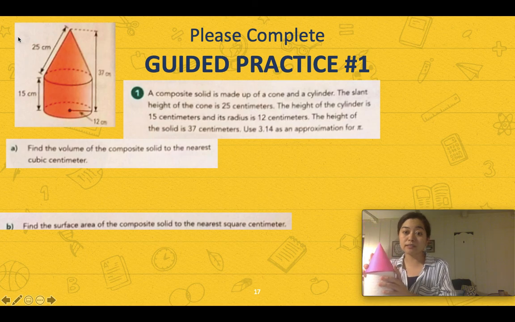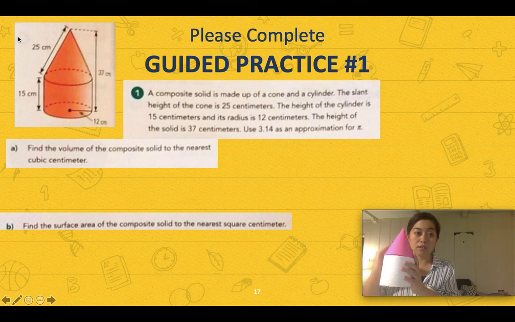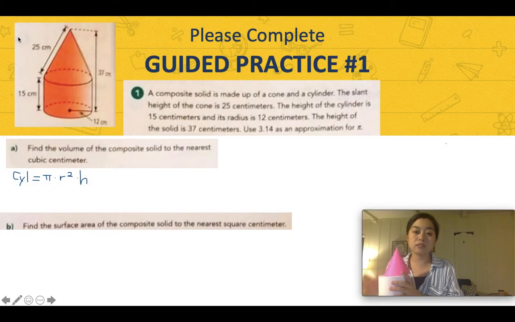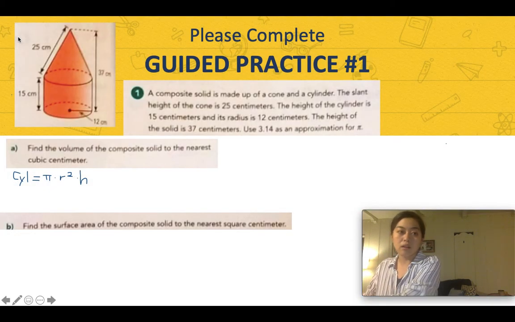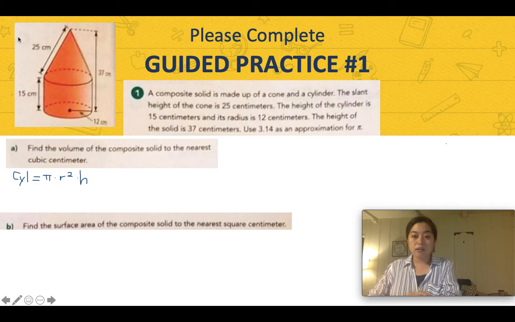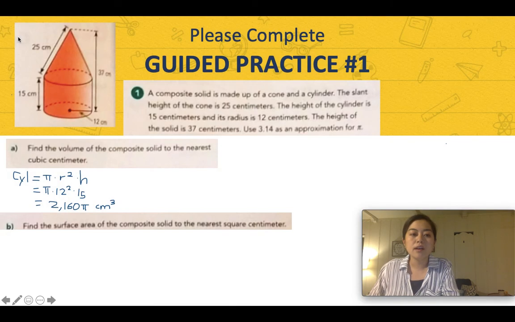Okay, so that is the volume of this composite solid. So first I was trying to find the volume of the cylinder itself, and to find it I have to do pi r squared times h, and so I put in r as 12 and h as 15 because that's what it shows us in the picture, and that becomes 2,160 pi cubic centimeters.